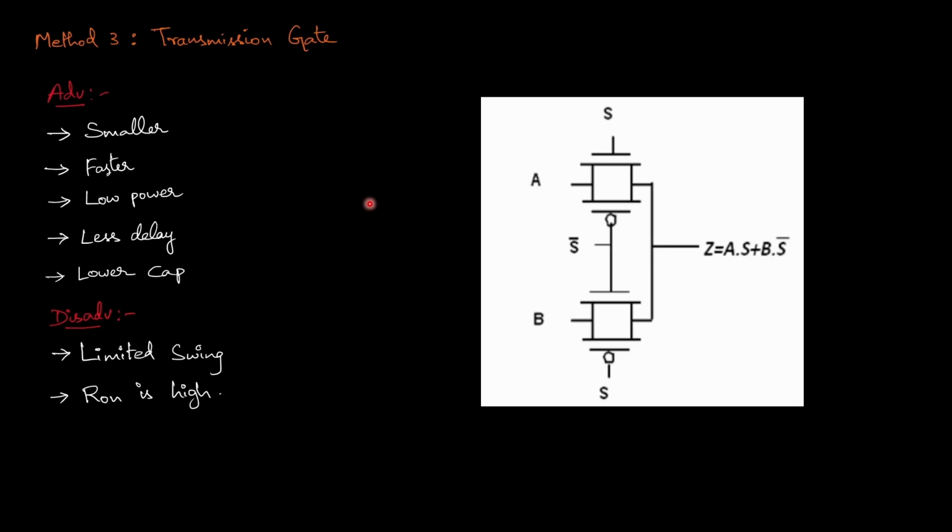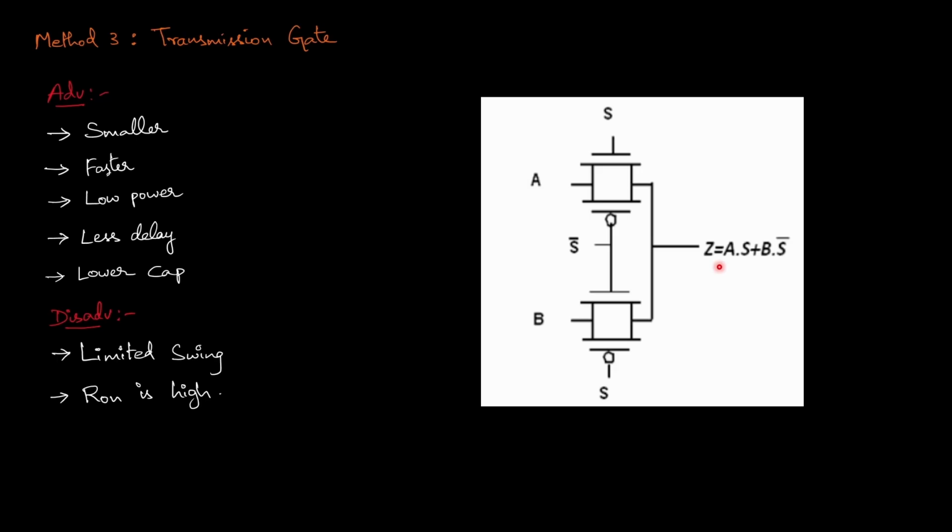Now finally, let's look at the transmission gate implementation. A transmission gate consists of both NMOS and PMOS connected in parallel, driven by complementary signals. When the select signal is high, one transmission gate turns on and connects one input to the output. And when the signal gets low, the other transmission gate turns on and connects the other input to the output.